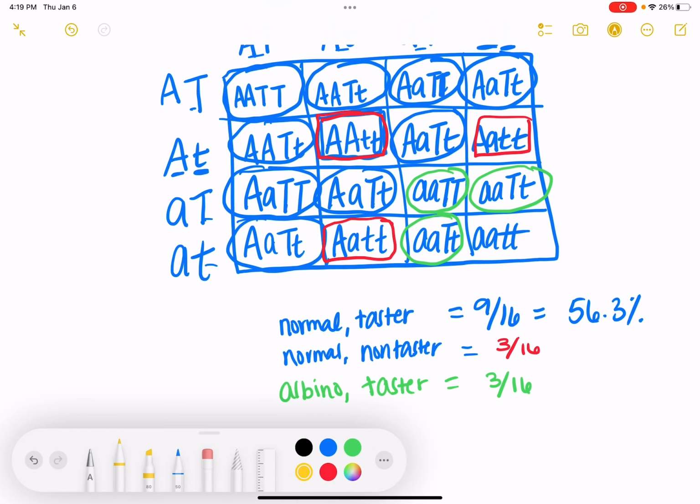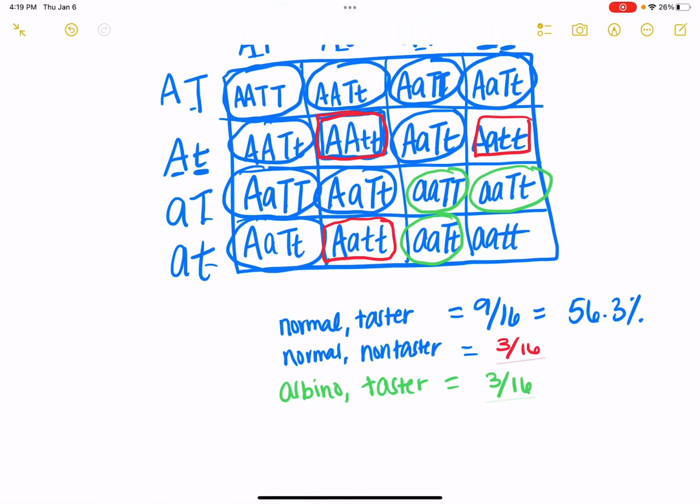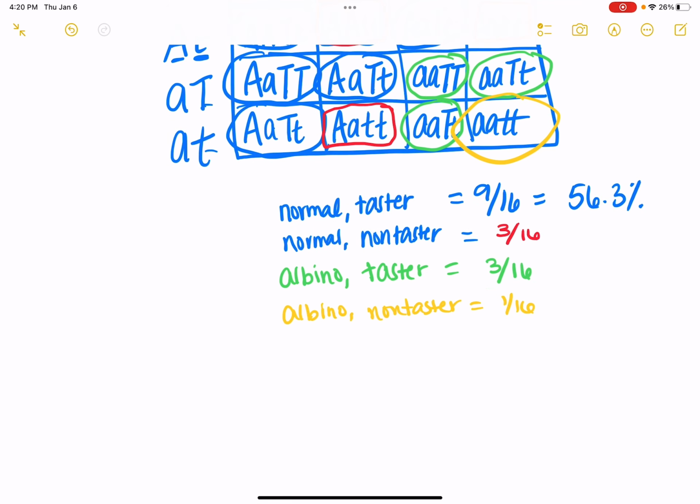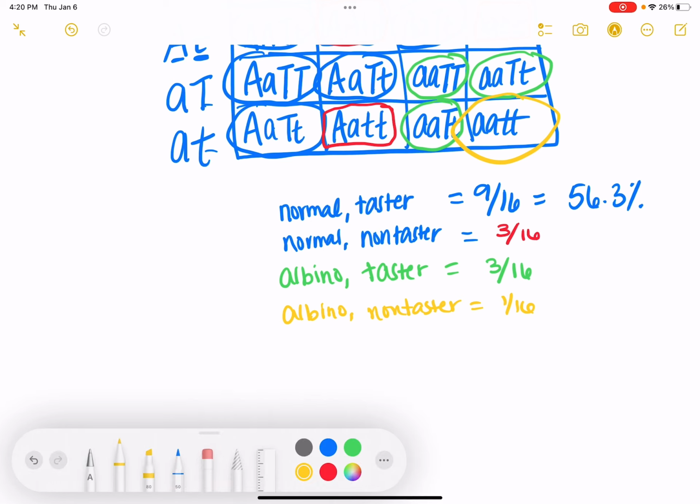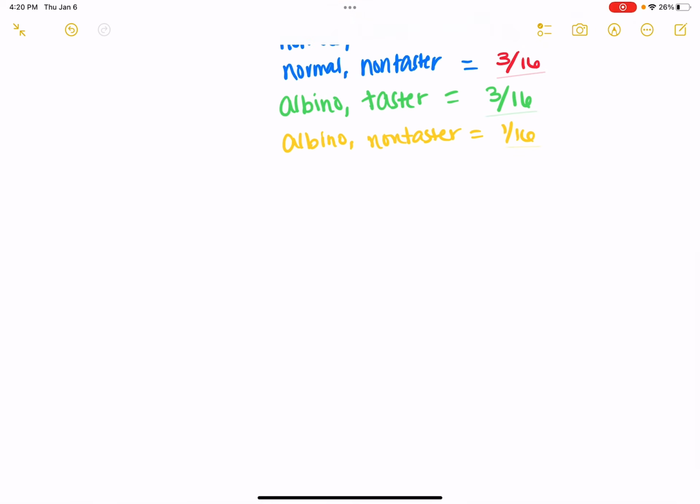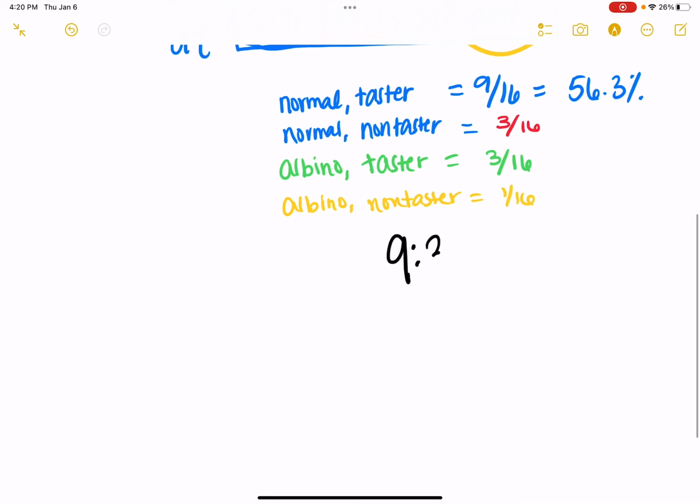And then there's one little guy left here, and he is going to be an albino non-taster. Little a, little a, little t, little t. And so what we see here, let me go back to a different color pen that we can read better than yellow. You get a 9 to 3 to 3 to 1 ratio. This ratio is very, very important, okay?